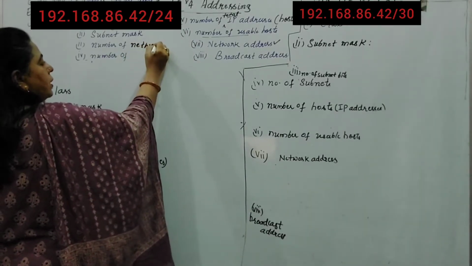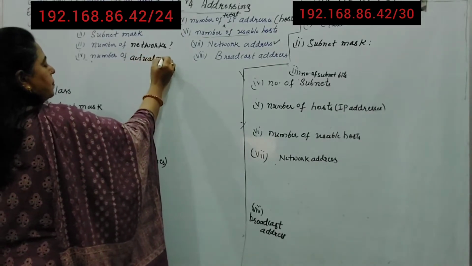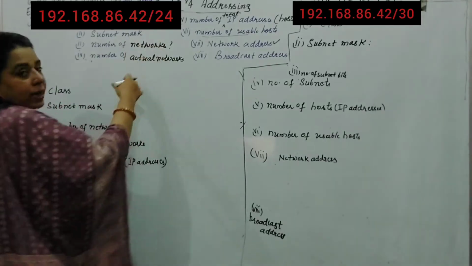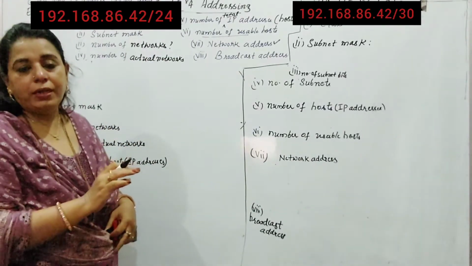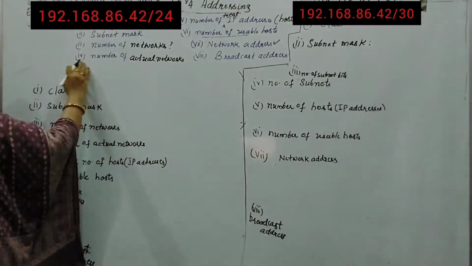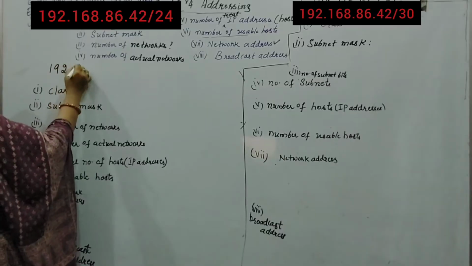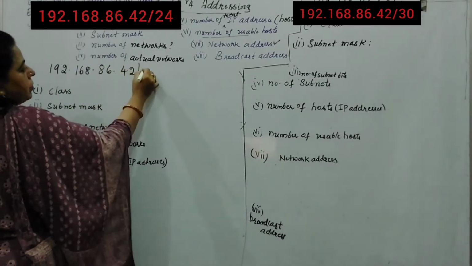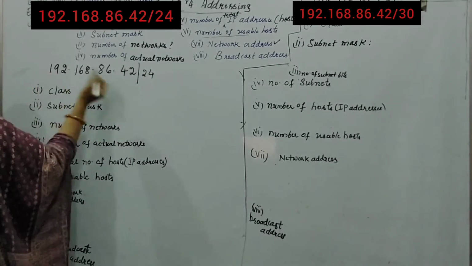Now in the question they will ask the number of networks and the number of actual networks. Suppose even for this question they ask the number of subnet bits, the number of subnetworks, then it will be 0, 0 only, the answer for both. Now let us start this, check the first byte number. Given IP address is 192.168.86.42/24.